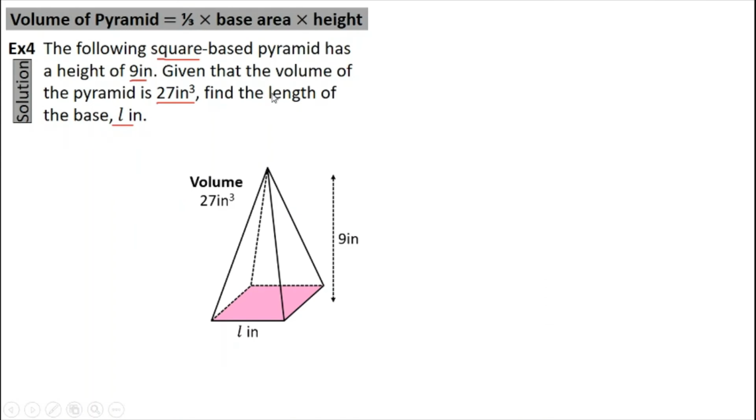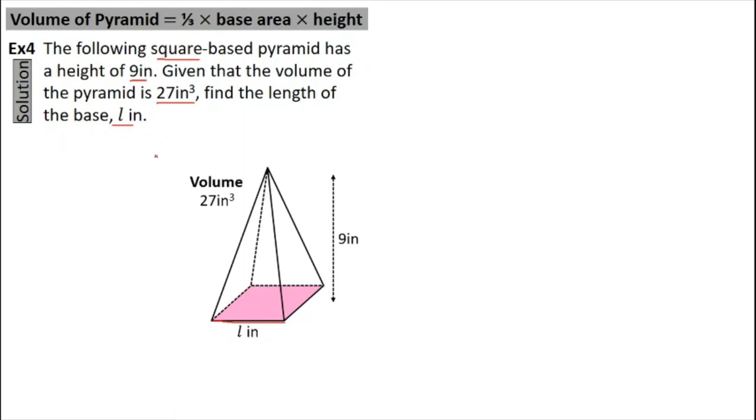Okay, here we're going to try and find the length of the base. It's a square base pyramid. It has a height of 9, a volume of 27. We want to know what is the length of the base.